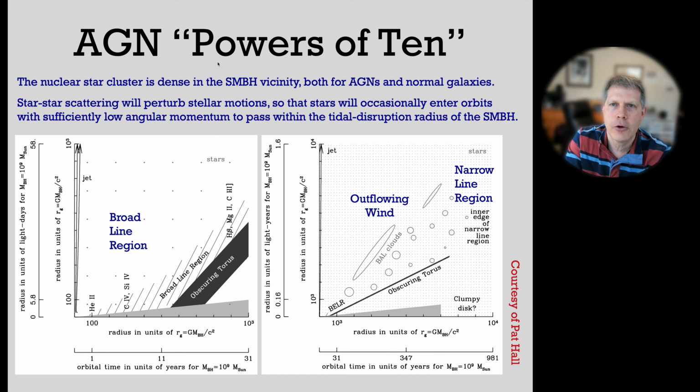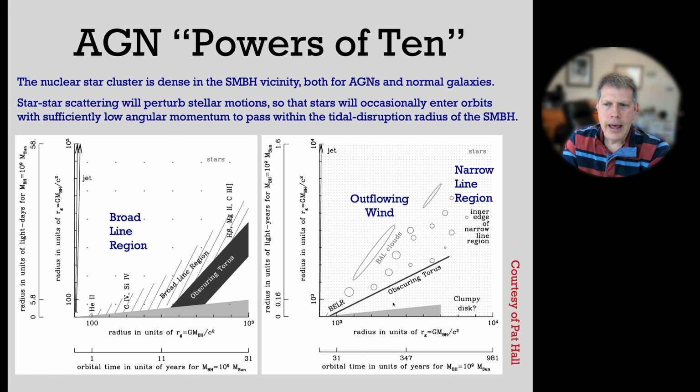And so let's go back here to our AGN powers of 10. And remember, in these nice plots that, again, Pat Hall originally made, you can see the various stars and where they are expected to lie in the nuclear region. Obviously, we don't think they're in a rectangular grid like this, but this just shows the characteristic sort of separation of stars and how many stars you might expect there to be on physical scales of the broad-line region, where there are a non-negligible number of stars, as well as then on scales somewhat larger, where you are thinking of the outflowing wind and the inner edge of the narrow line region and so on.